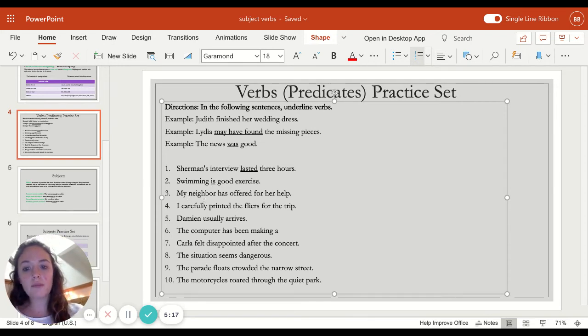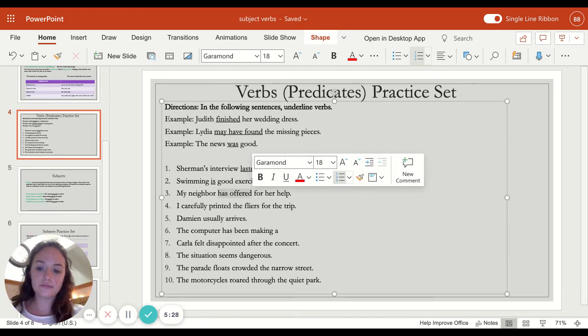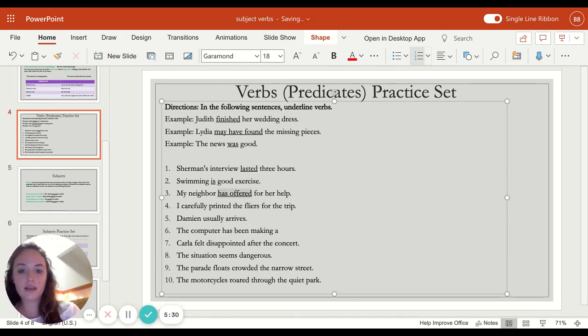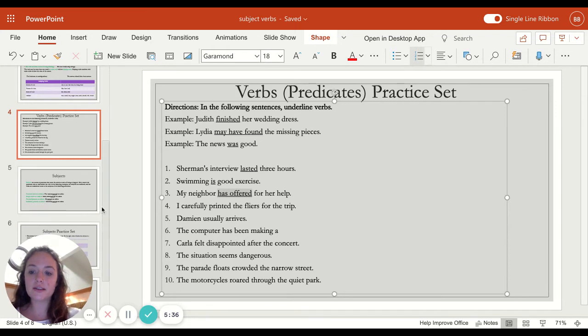Okay. And then my neighbor has offered her help. Has offered is our helping verb plus action verb. Okay, so go ahead and complete 4 through 10 on your own. Pause me here, and then I'll meet you talking about subjects in slide 5.